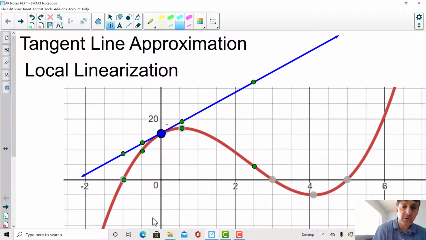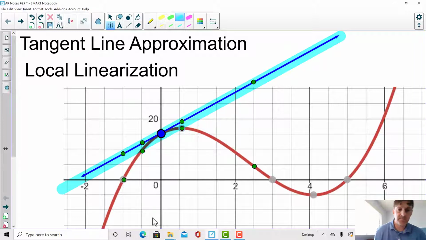Now, as long as you're close to the point of tangency, your estimate is going to be pretty close to the real value on the curve. But I want you to notice the further away you get, the worse your estimate is. You can see the further away I get, the worse my estimate is. So in order for your approximation to be close, your x value has to be close to the point of tangency.